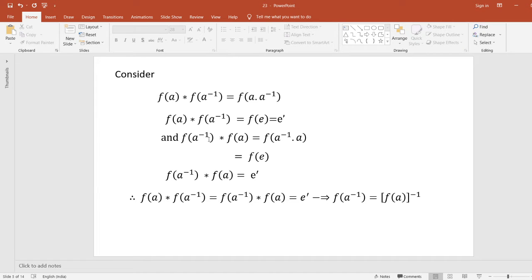And f(a⁻¹) * f(a). Consider this one. This is equal to f(a⁻¹·a). a⁻¹·a means e. f(e) is e'. So by these two properties, we can write f(a) * f(a⁻¹) = f(a⁻¹) * f(a) = e'. That is what we can write, f(a⁻¹) = (f(a))⁻¹.